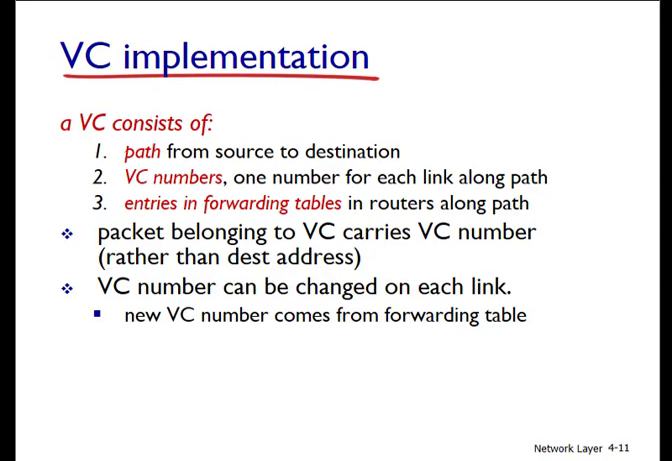A packet belonging to a virtual circuit will carry a virtual circuit number in its header. Because a virtual circuit may have a different virtual circuit number on each link, each intervening router must replace the virtual circuit number of each passing packet with a new virtual circuit number. The new virtual circuit number is obtained from the forwarding table.